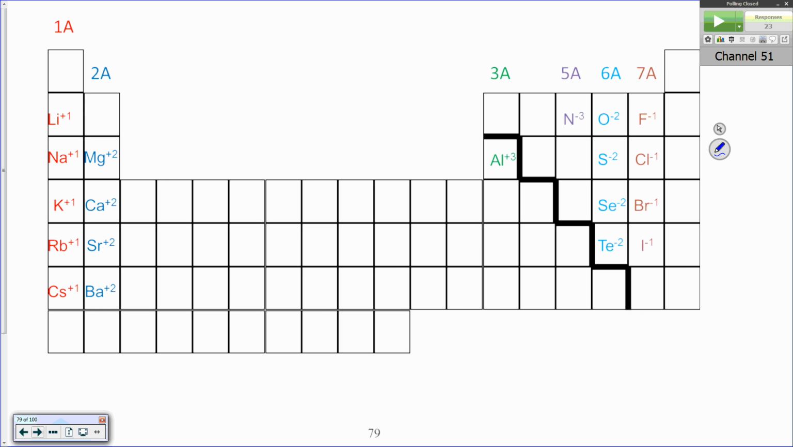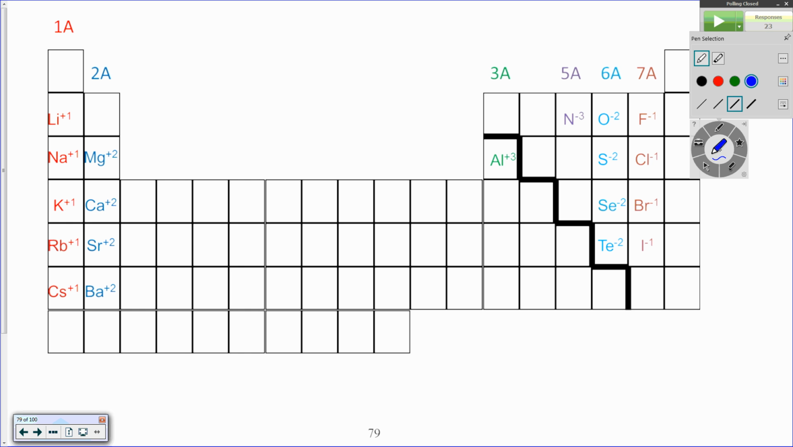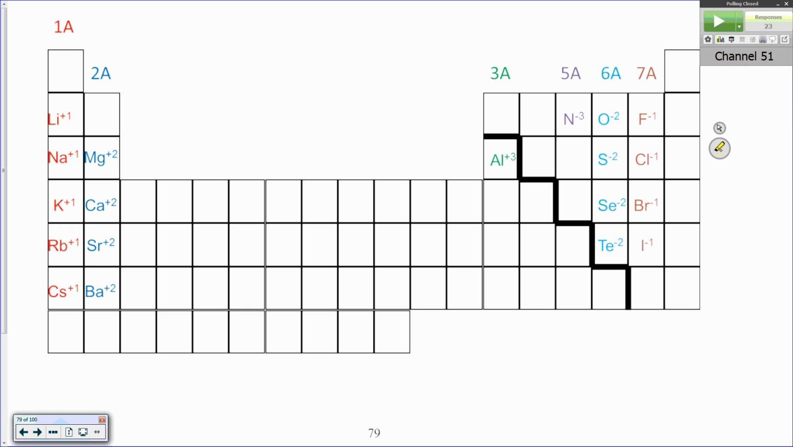So this summarizes the ones that are predictable and known. Things in the 1A family always form a +1 cation. Everything in the 2A family forms a +2. In the 3A family, aluminum always forms +3. Jumping to the far side, the 7A family forms a -1. The 6A family forms a -2. And nitrogen in the 5A family forms a -3. That's our stopping point.